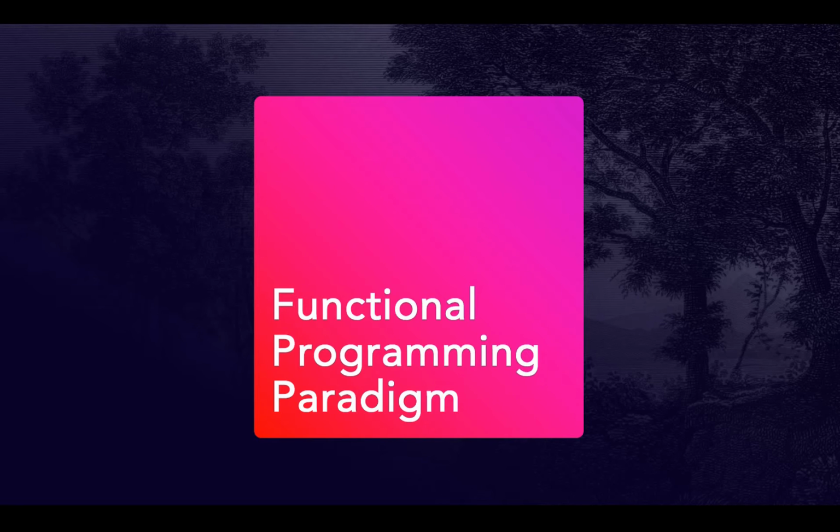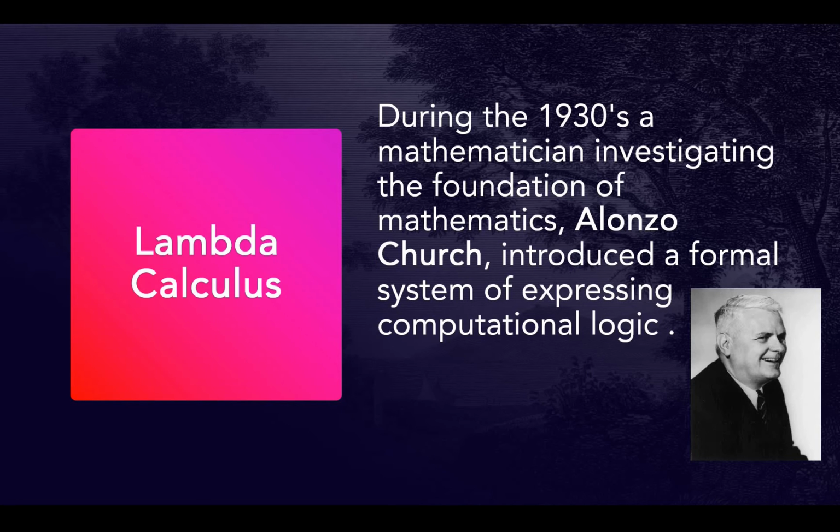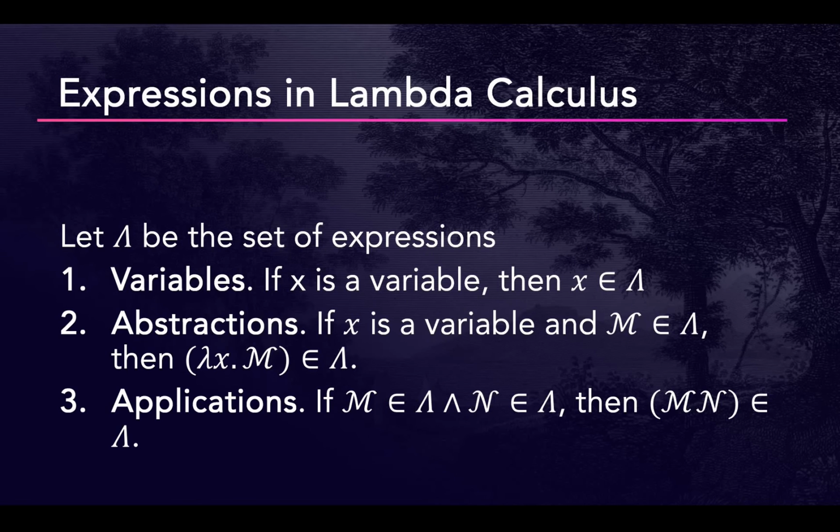During the 1930s, a mathematician investigating the foundation of mathematics named Alonzo Church introduced a formal system of expressing computational logic. The system he created was called Lambda calculus. It wasn't until the 1960s when the system found its way through different disciplines. It became something more than a mathematical formalism and became an important concept in linguistics and computer science.